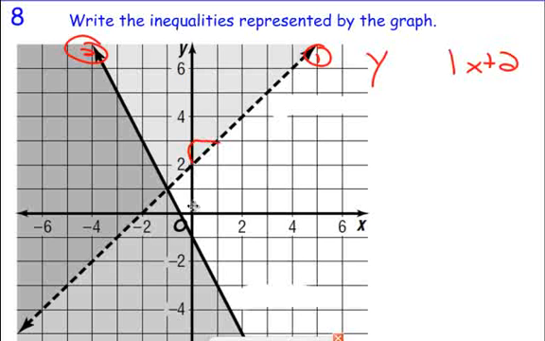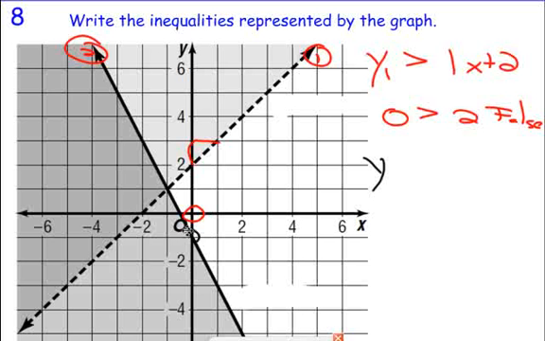And what we have here, if I test the origin, it needs to be something that's false. So 0 and 2. 0 is less than 2, so I need to say that 0 is greater than 2. Okay, I want to make sure that it's false. Okay, so that makes my first equation. So this is line 1. Let's get line 2 now.